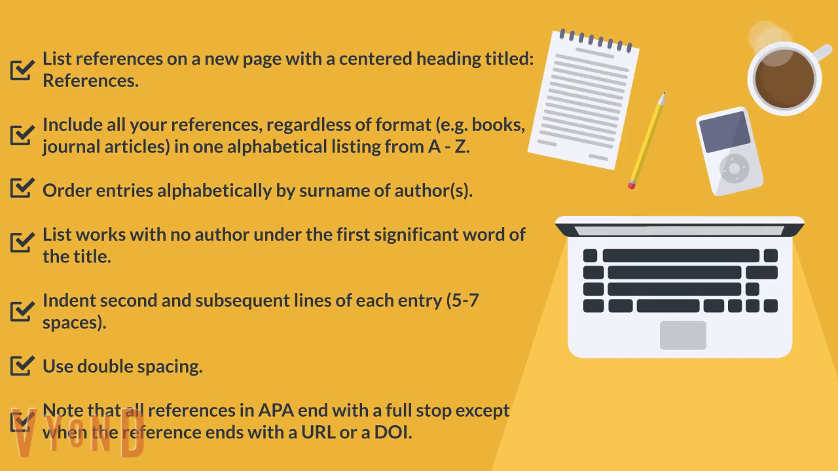List works with no author under the first significant word of the title. Indent second and subsequent lines of each entry. You should have 5 to 7 spaces as an indent. Make sure to use double spacing, and note that all references in APA end with a full stop, except when the reference ends with a URL or a DOI.